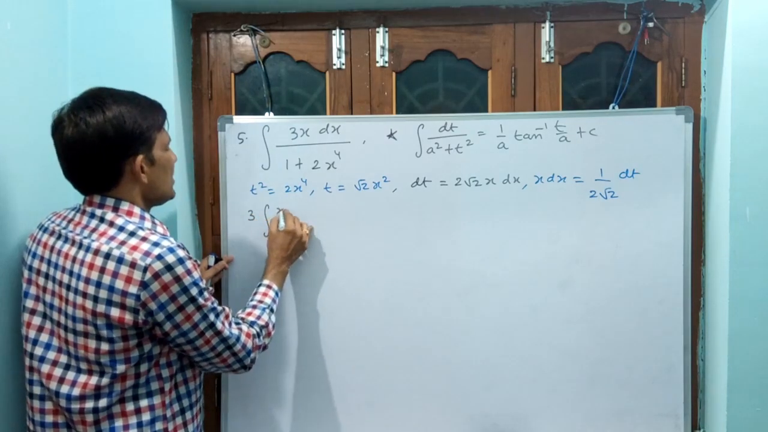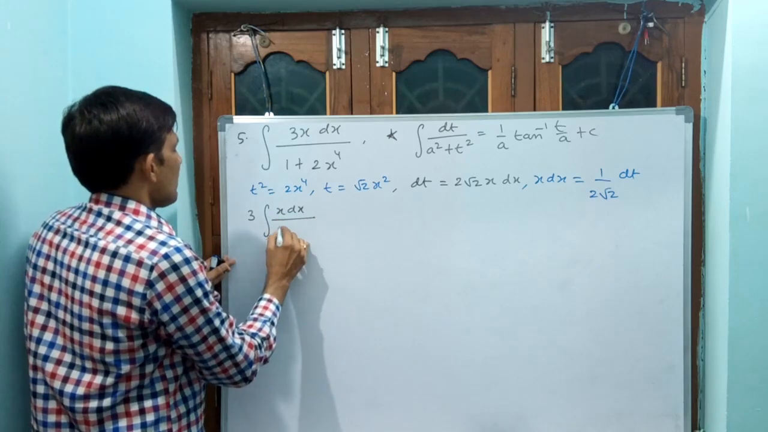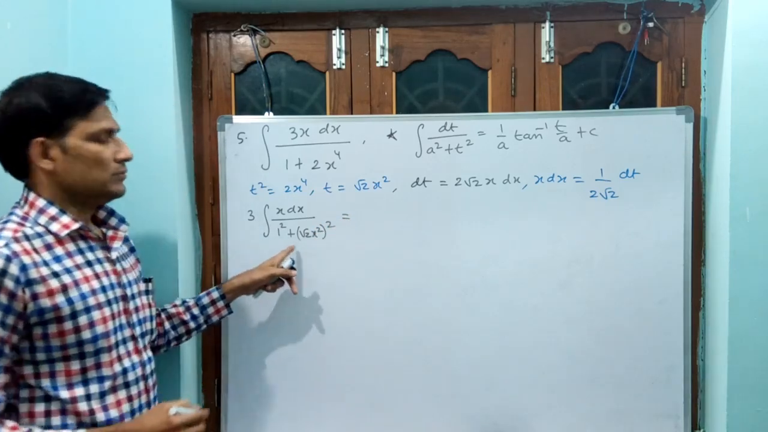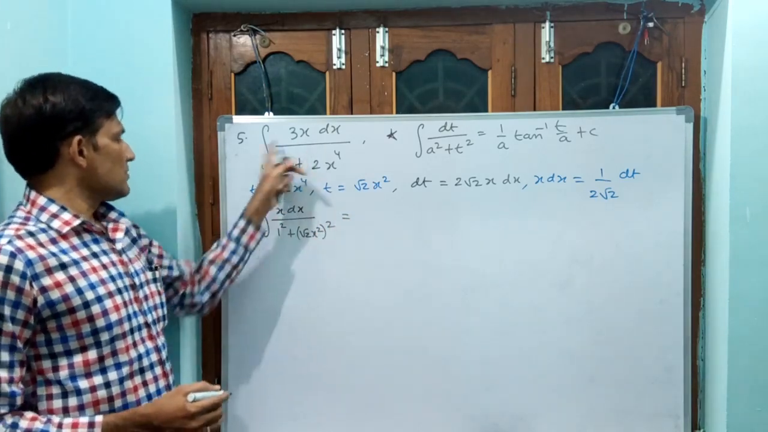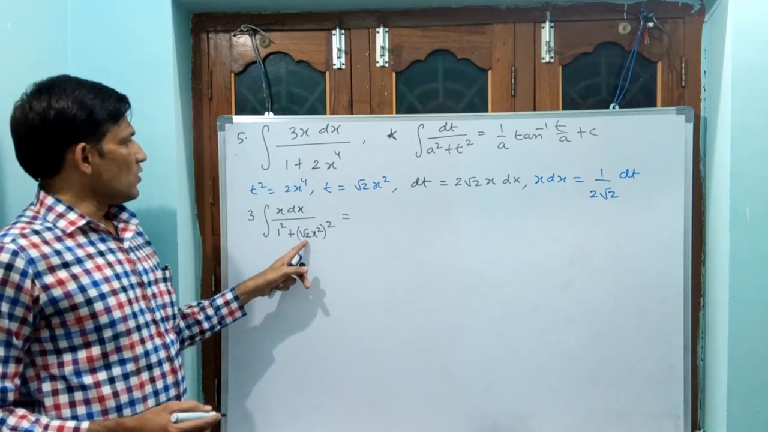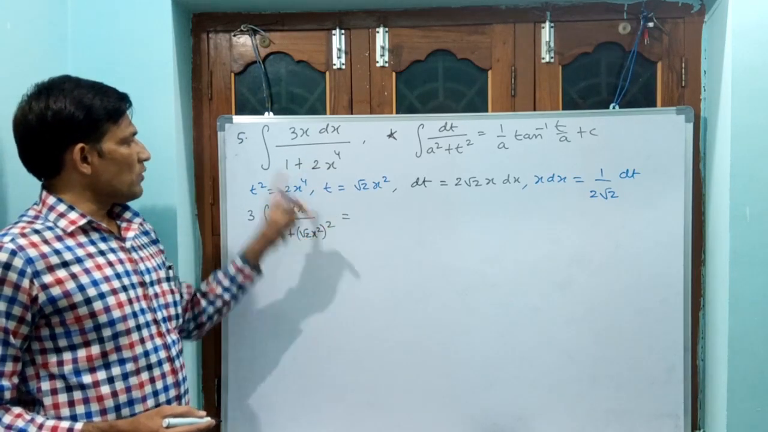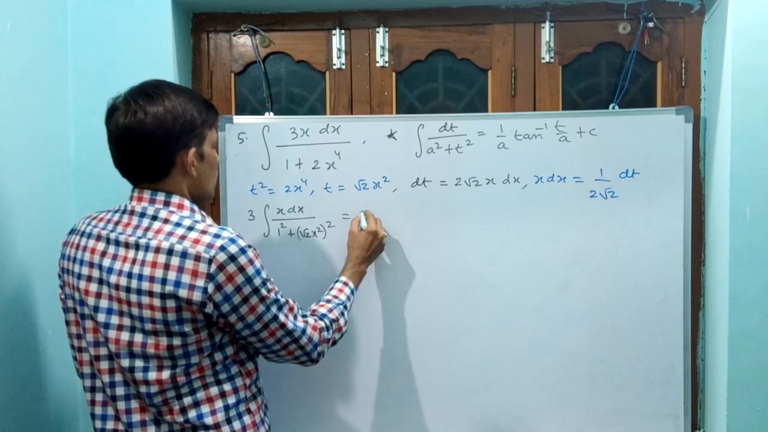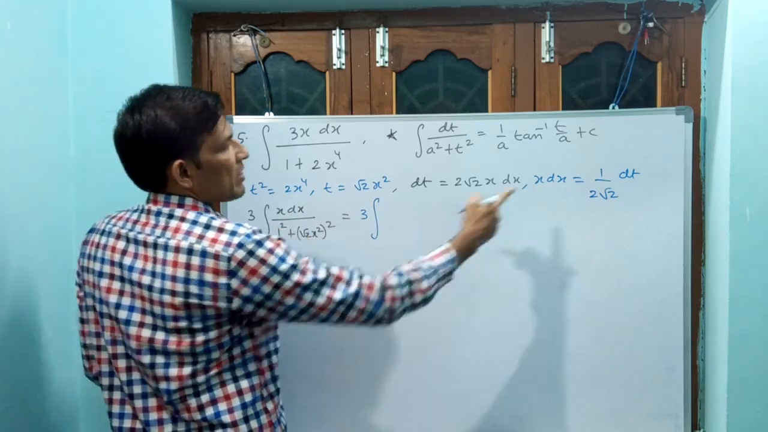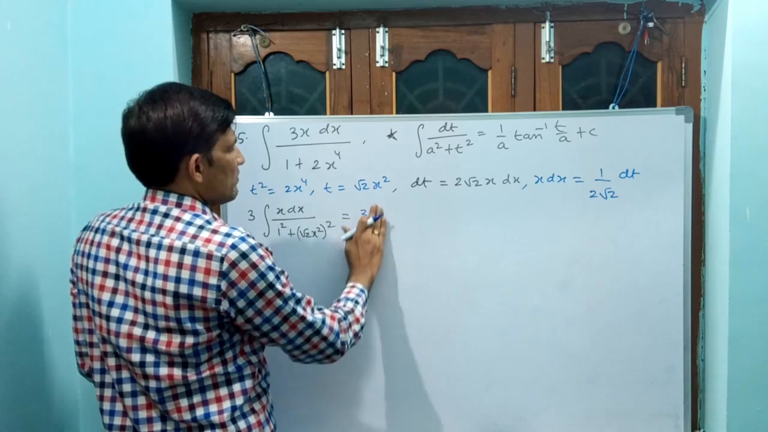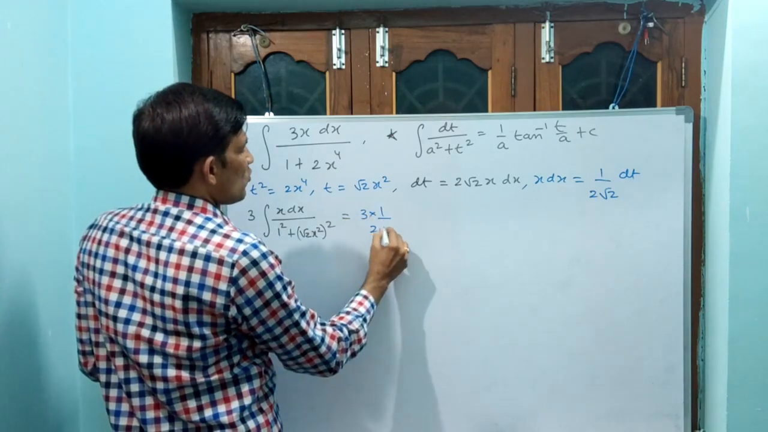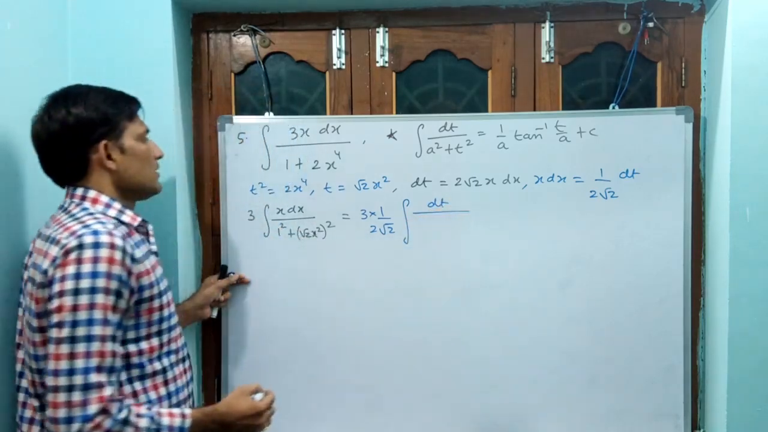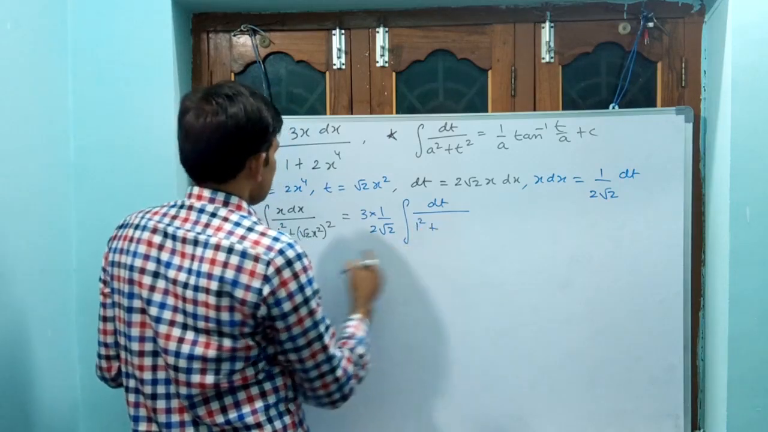Integral 3x dx by 1 square plus root 2 x square whole square is equal to, like this I am rewriting. You see, same 3x dx by 1 plus root 2 x square whole square, meaning 2x to the power of 4. Okay, definitely okay. Then you rewrite this 3 integral x dx, which will be how much? 1 by 2 root 2. That means 3 into 1 by 2 root 2 integral dt divided by 1 square plus t square.